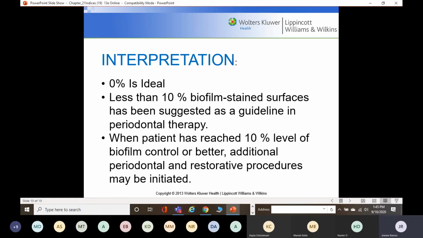So we would want to do some tissue conditioning and get them on some kind of schedule, even if it's a 2 to 3 week schedule at home, to better their home care. And then if they come back and they've reached less than 10% and the gums are healed up, then they can go on with their other procedures. And that's what that means.